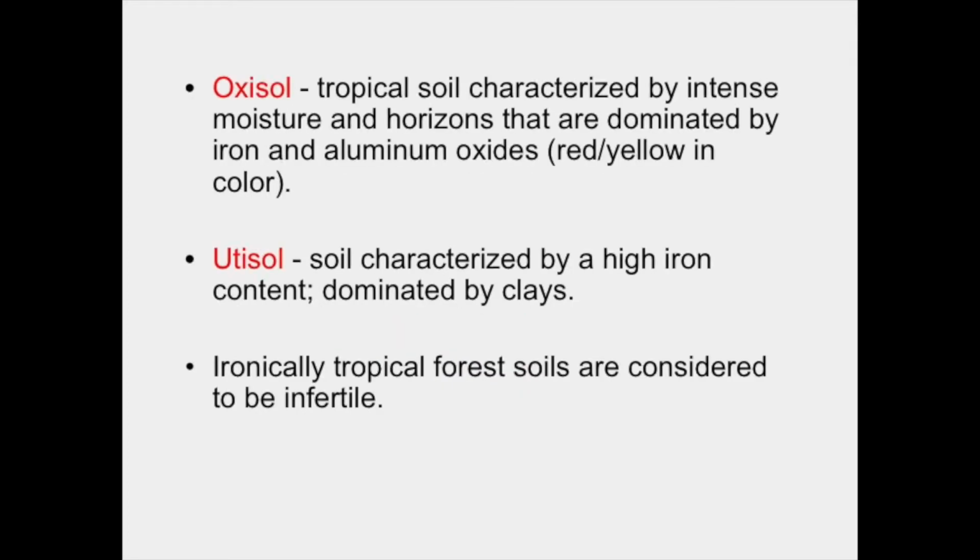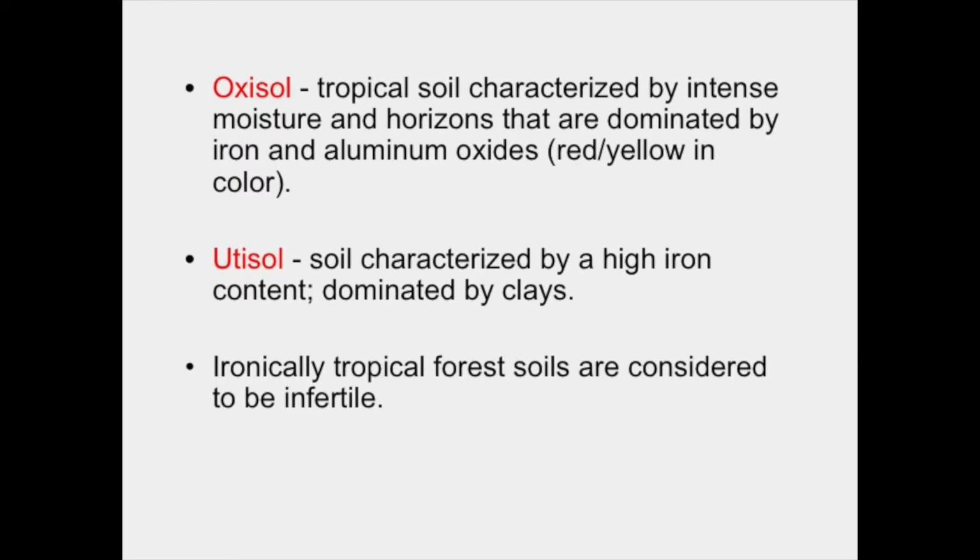Taking a closer look at the soil types that are common to equatorial forest environments and generally tropical wet and tropical savanna climate types, we have things like oxisols. These are typically tropical soils that are characterized by intense moisture levels and soil horizons that are dominated by iron and aluminum oxides. This gives them a red or red-yellow coloration.